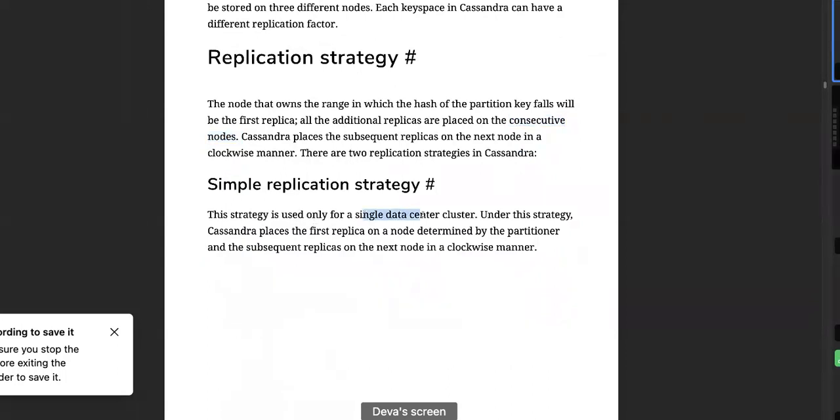cluster. Under this strategy, Cassandra places the first replica on a node determined by the partitioner and the subsequent replicas on the next node in a clockwise manner.